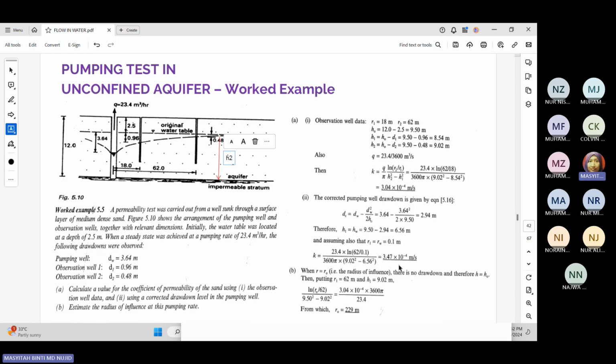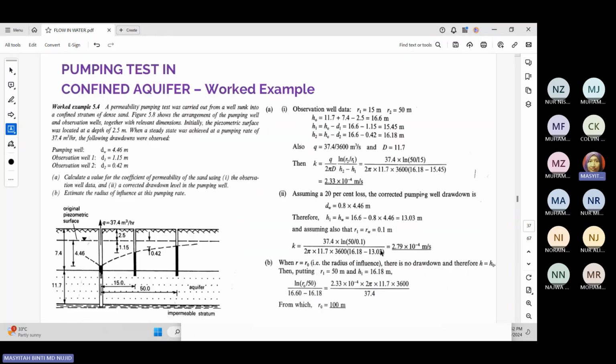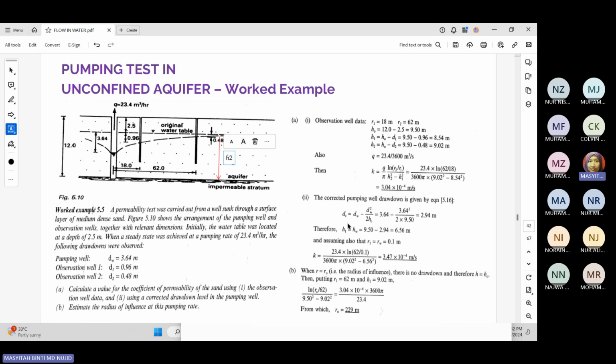If you need to do the corrected pumping well drawdown, this is the correct equation. So the formula is different. Earlier, for the confined aquifer example, you first multiply by the percentage loss, then you get the right H1. Same here, you need to find the DC first, then you can get H1. That means in the calculations, the corrected D is totally different.